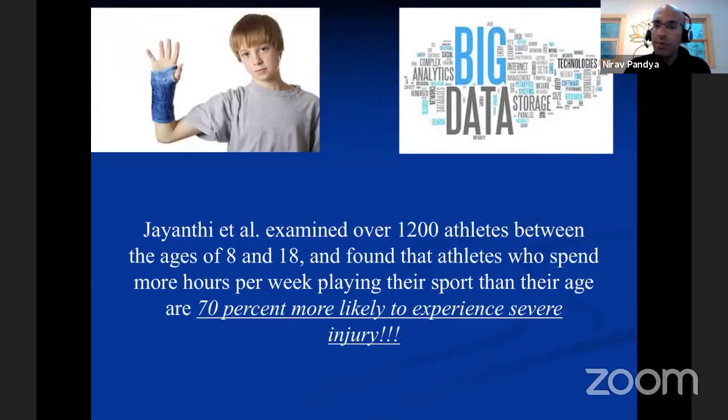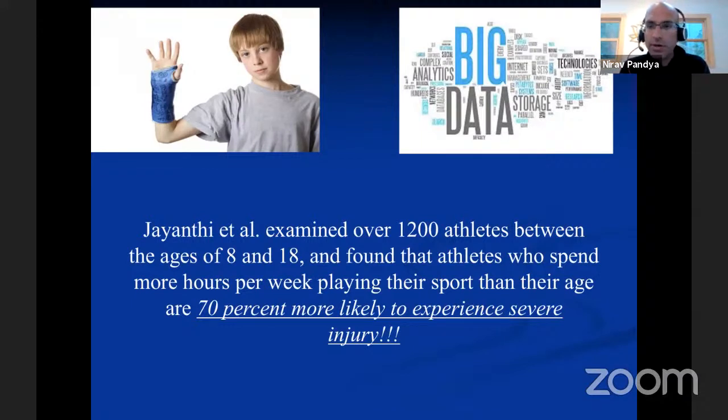And finally, a lot of people will ask, how many hours per week should my children be playing sports? And Nirav Shayanti, who was a researcher at Loyola, who's now down at Emory in Atlanta, did this great study that's quoted by a lot of us, where he looked at over 1,000 athletes and found that athletes who spent more hours per week playing their sport than their age were 70% more likely to experience severe injuries.